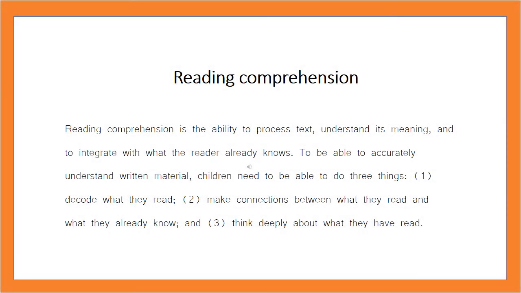Reading comprehension. Reading comprehension is the ability to process text, understand its meaning, and integrate it with what the reader already knows. To be able to accurately understand written material, children need to be able to do three things: 1. Decode what they read, 2. Make connections between what they read and what they already know, and 3. Think deeply about what they have read.